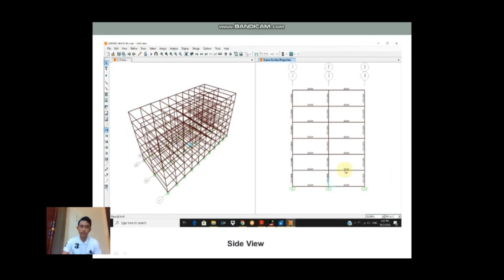So this is our side view. You can see I already labeled it. This column, this is beam, this column again. Note that our support is fixed support. This is from side view. Previous is our slab from plan view.